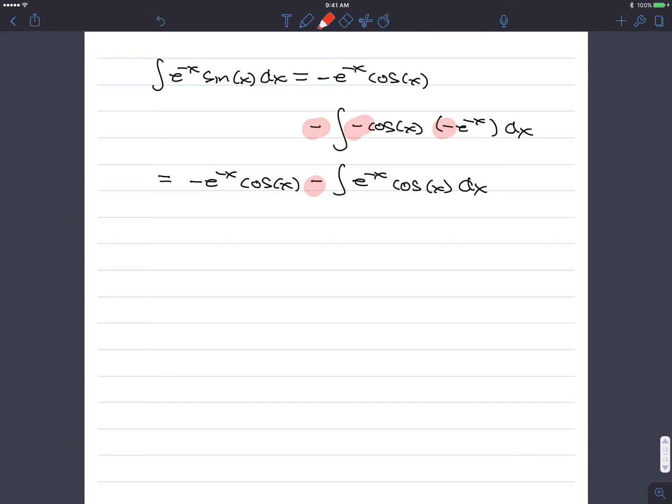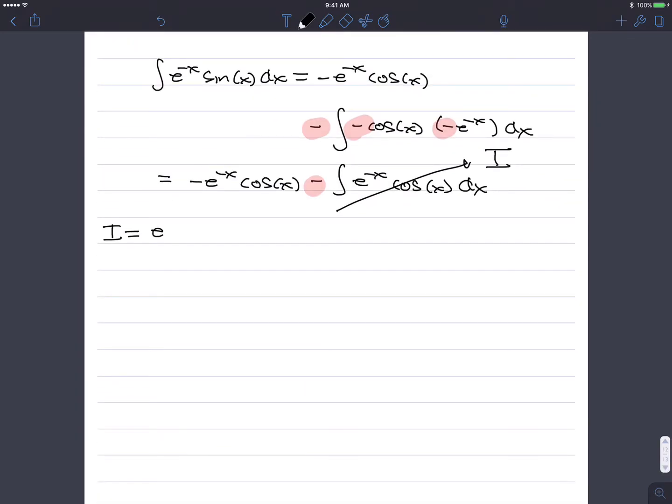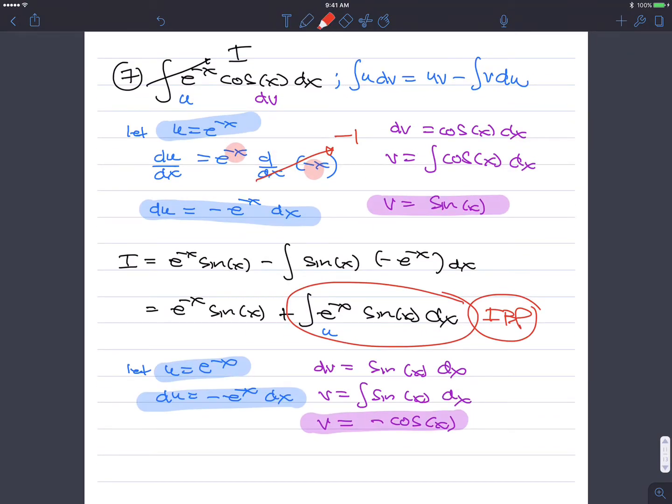Okay. Well, I think we should notice that this is what we called I to begin with. That was our I, the original problem. So the original problem I equals e to the minus x sine x minus e to the minus x cosine x, minus again that I. Because I'm going back up here, in case you guys haven't noticed. This is what I is. So I found that integral.